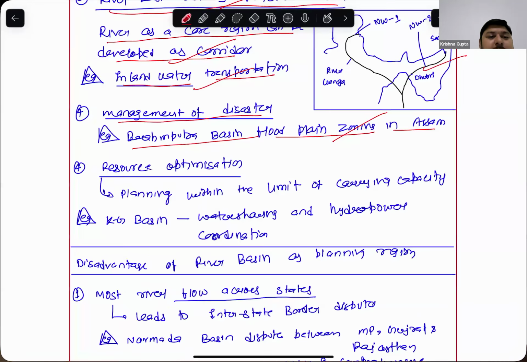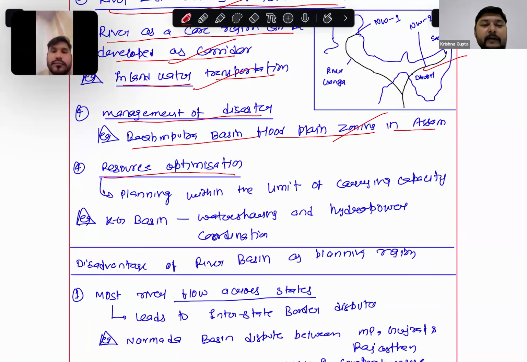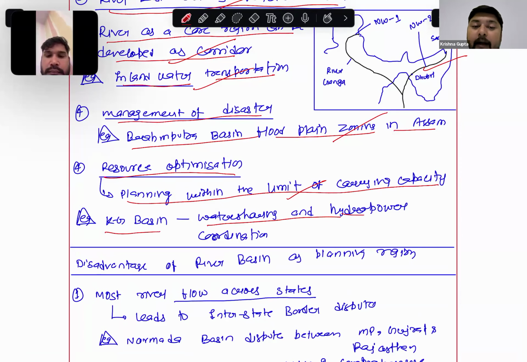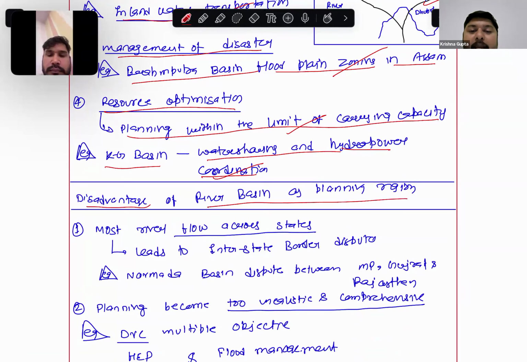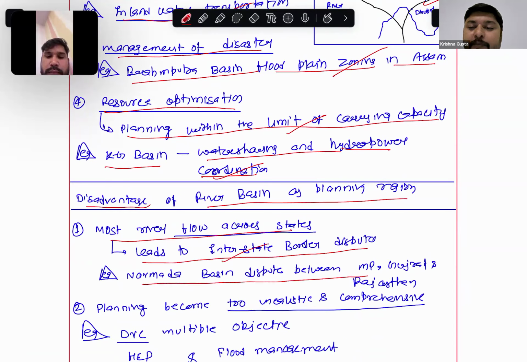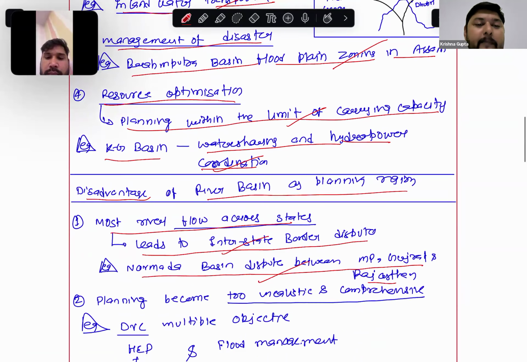Okay, so let's get back here. Resource optimization: planning within the limit of carrying capacity. Very good. So KG Basin, watershed, water sharing and hydropower coordination. Disadvantages of river basin as planning region: most rivers flow across states, which leads to interstate border disputes, like the Narmada Basin dispute between MP, Gujarat, Rajasthan.